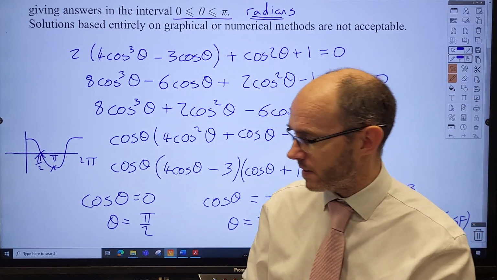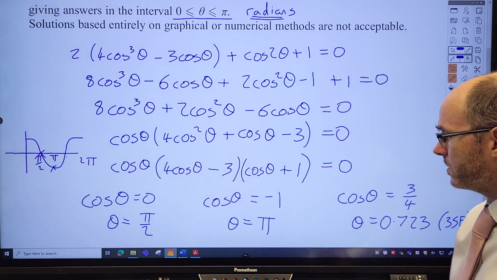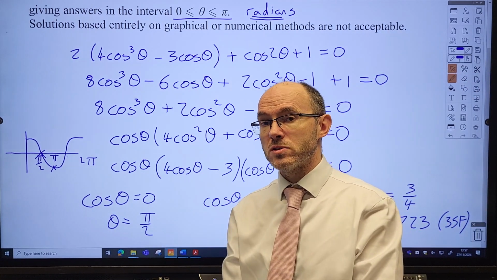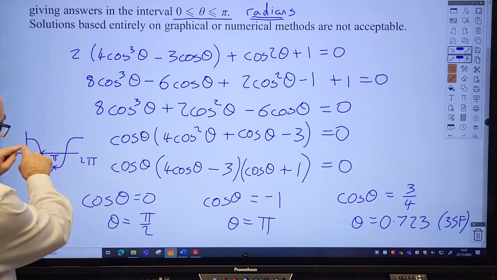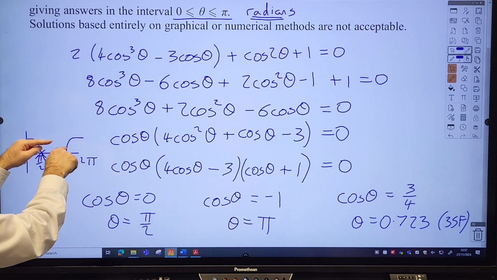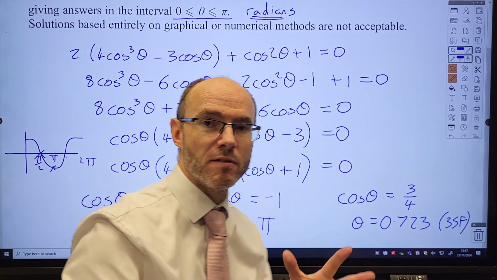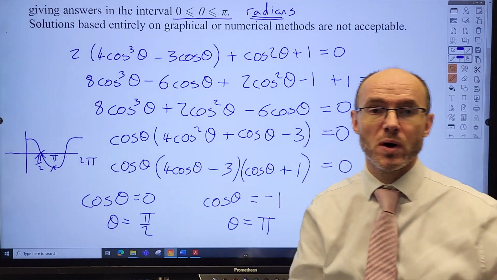That's it. That's that lovely question done. If you feel the need to highlight your answers, you can. Just trying to find solutions that are in the interval, because here, 3 over 4, for example, you've just got one solution there. The other solution would take you beyond pi, which is why I've not looked at any other answers. These are the only ones that are in our required domain.